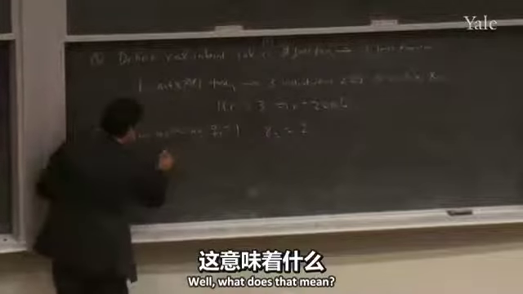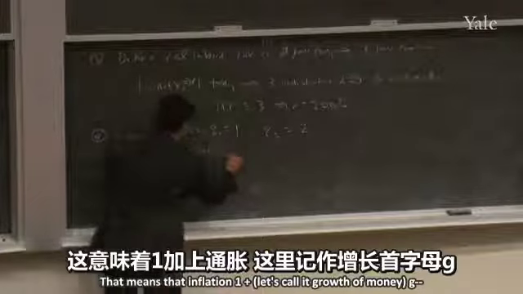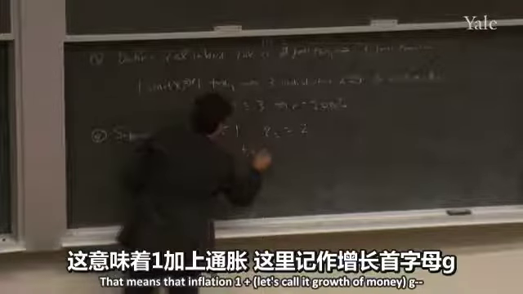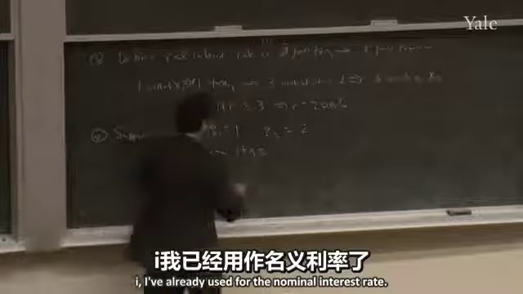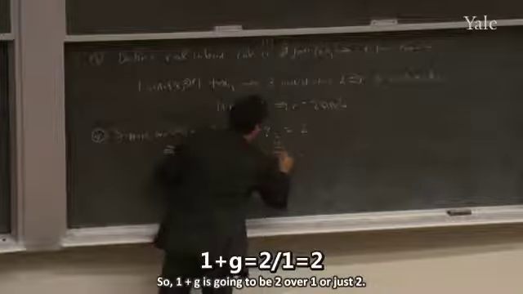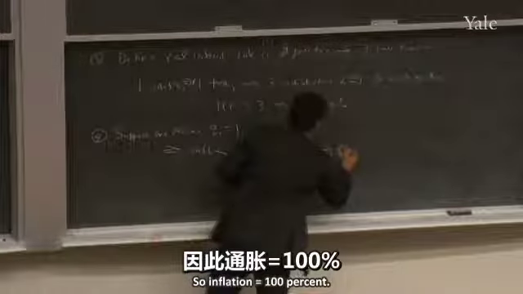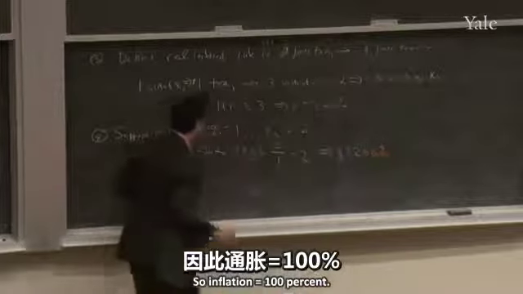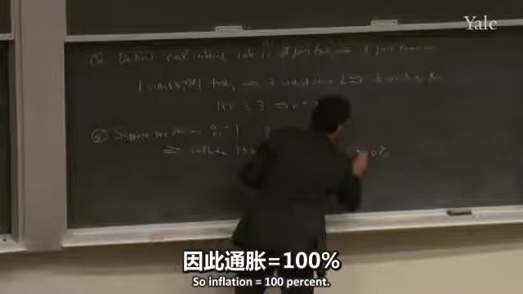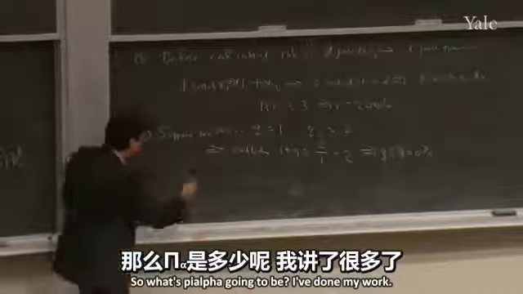Well, what does that mean? That means inflation, 1 plus, let's call it growth of money G, since I've already used I for the nominal interest rate. So 1 plus G is going to be 2 over 1, which is 2. So inflation equals 200%, which is 100% growth. Okay, so what's pi alpha going to be?